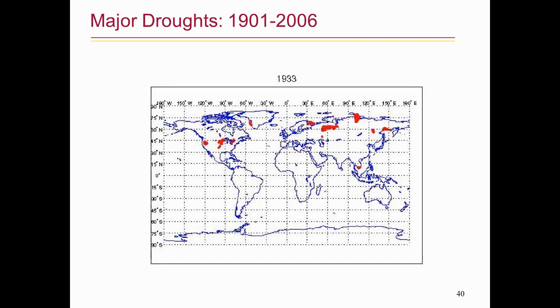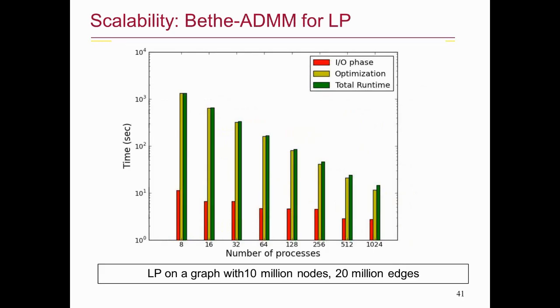These are actually all the droughts, or mega droughts as we call them, in the last 100 years, detected by using this algorithm. But this is solving a linear program. This is how the output looks. But I'll wrap up with how scalable this linear program is.